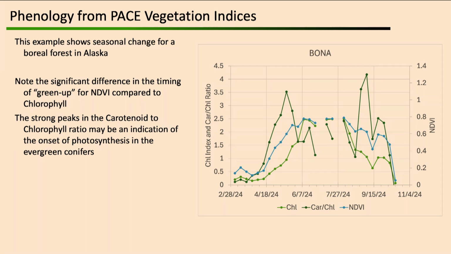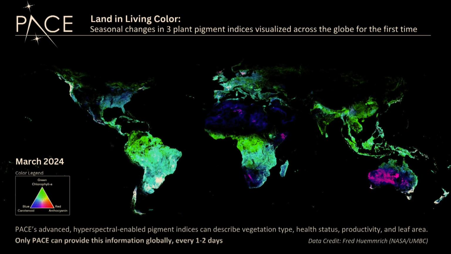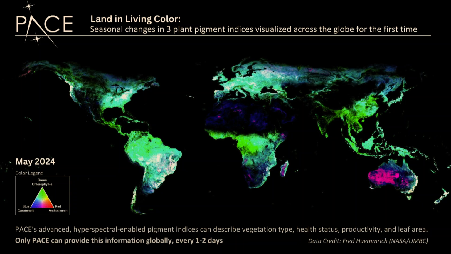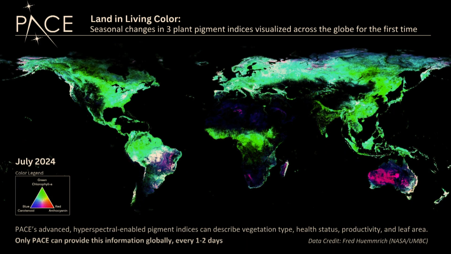What that is indicative of is basically the evergreen conifers turning on photosynthetically. They're green all the time, but the pigment pools in them change as they convert from their winter state, where they're kind of asleep, to their summer state, where they're photosynthesizing. And we really can see that effect strongly in these curves. So we can look at these kinds of dynamics, and that brings us to the pretty image that Jeremy already showed.